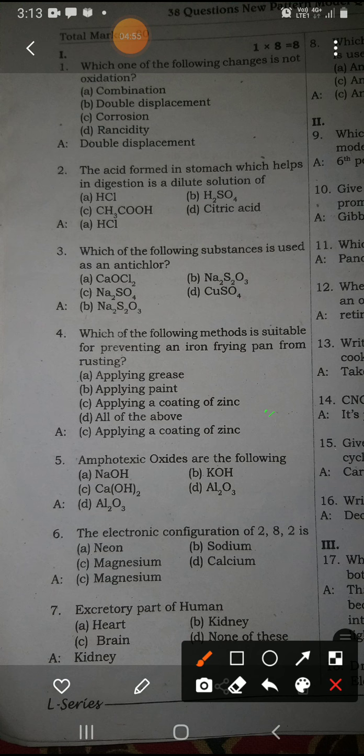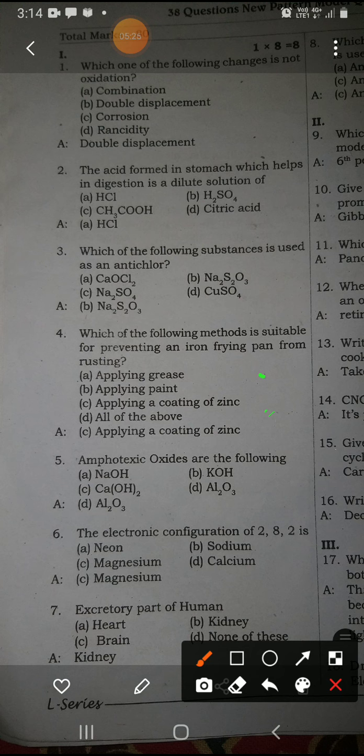Applying grease? Obviously not, isn't it? Applying paint, we cannot apply paint to the frying pan, because it will be continuously heated, right? So we cannot paint it. Just normal iron we can paint to avoid rusting, but you cannot paint the iron frying pans, right? So next, applying a coating of zinc, right? So this would be suitable.